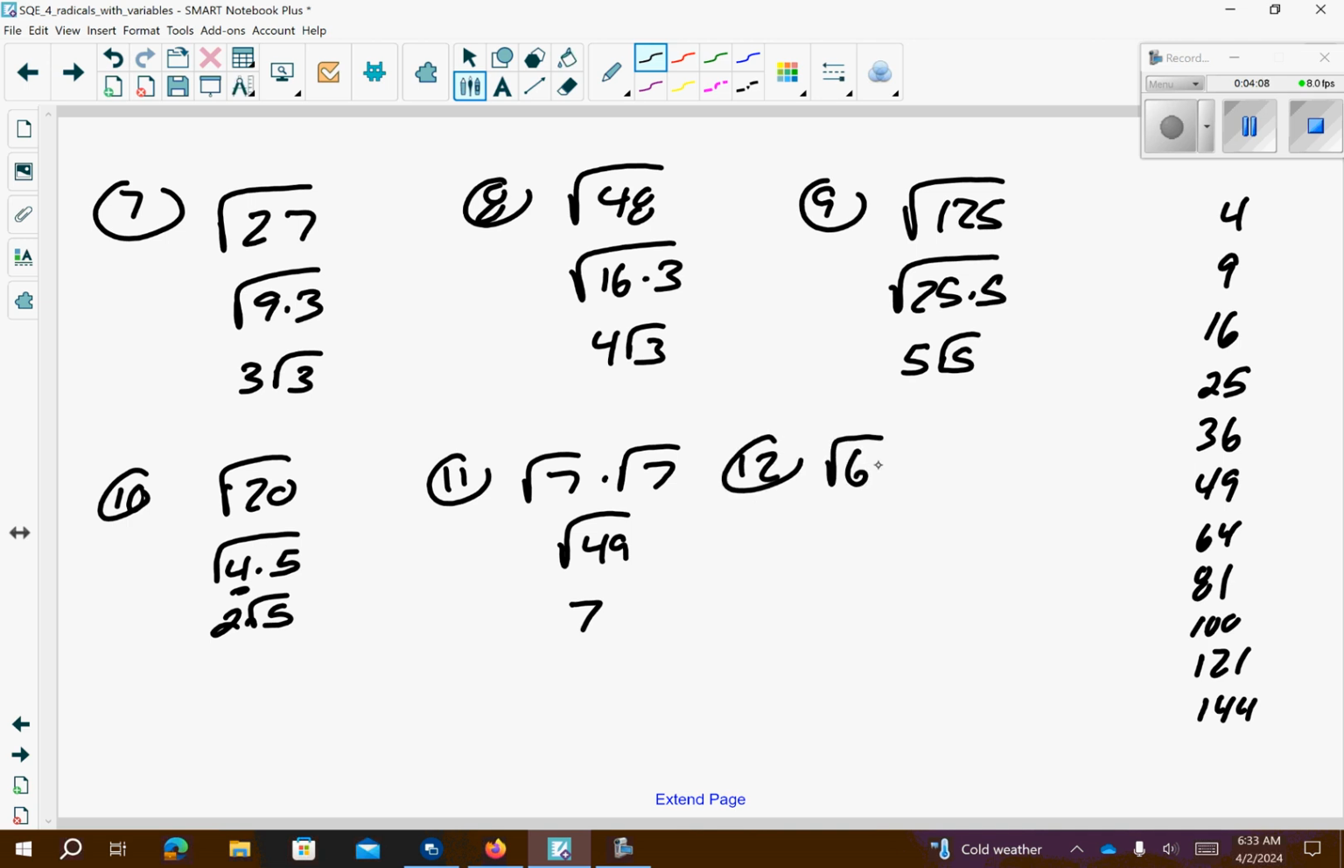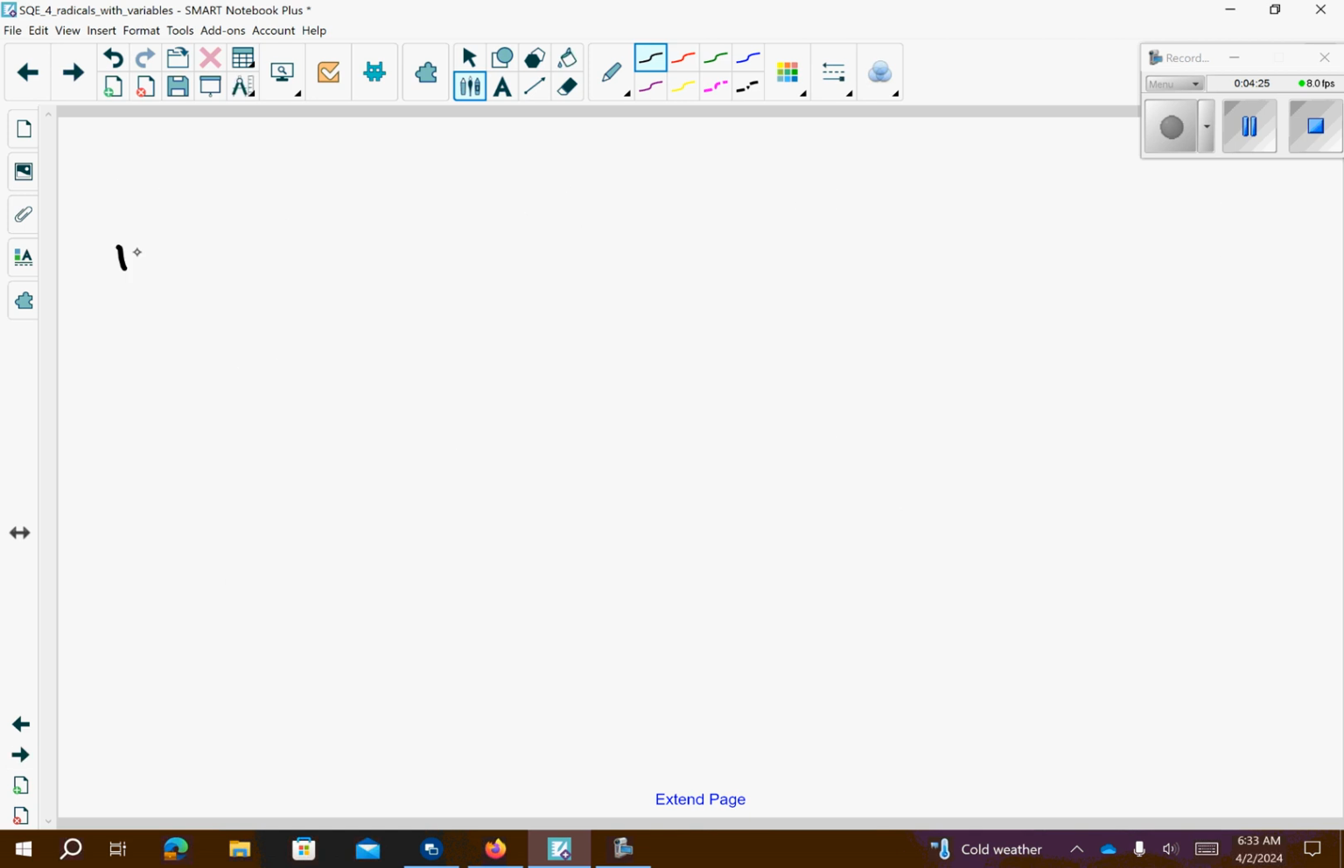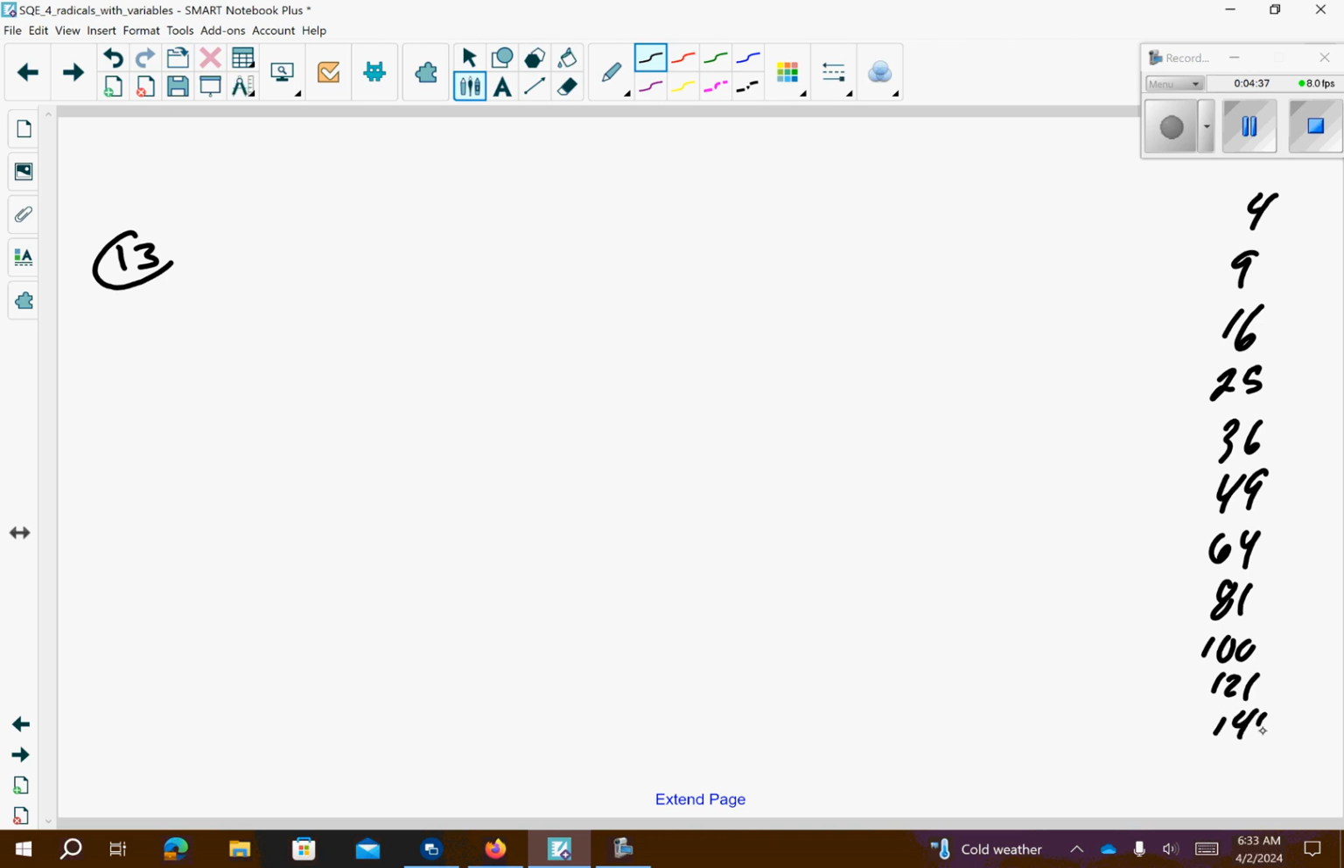Then I get root 6 times root 10. That's going to give me root 60. So 60 falls in here. So think about what works with 60. And it's going to be 4 and 15. So 4 is the biggest perfect square, so I get 2 root 15 here. Number 13, again, I'll list my numbers. I got 4, 9, 16, 25, 36, 49, 64, 81, 100, 121, and 144.